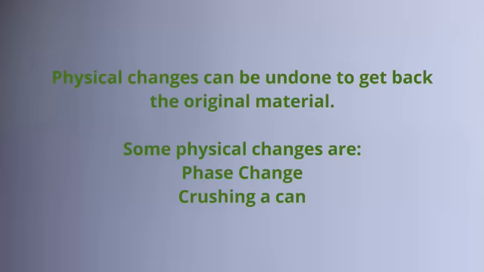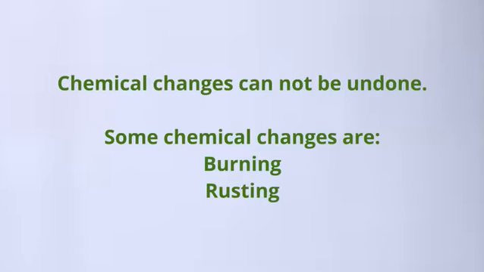Physical changes can be undone and you can get back the original material. An example of this would be either a phase change or the crushing of a can. A chemical change can't be undone. This can be burning or rusting.